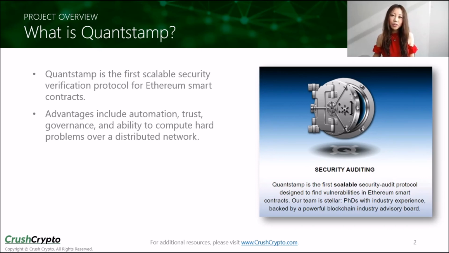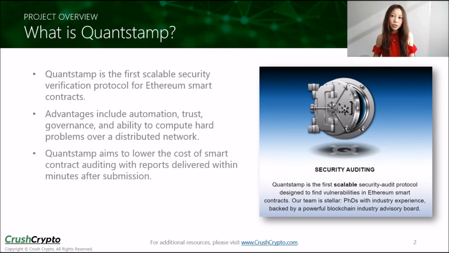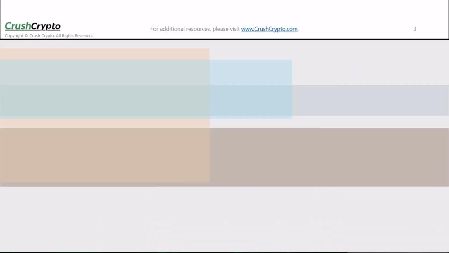Currently, the cost of smart contract auditing starts from $5,000 and takes at least a week to complete. Quantstamp's goal is to lower the cost to as low as $10 per audit, with the audit delivered within minutes after submitting the smart contract.